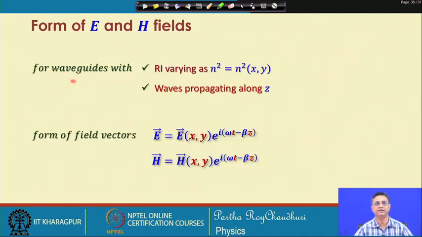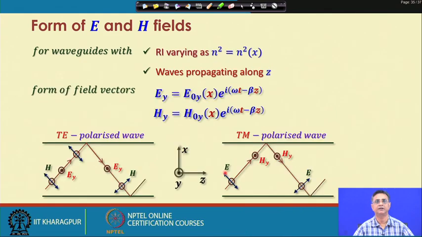Now, for waveguides with two-dimensional variation of the refractive index, that is n squared equal to n squared of x, y, the waves propagate along z, and the form of the field vectors is also this. These are by now all established, and now we will switch over to a simpler form, where the refractive index varies only along the x direction, that is a one-dimensional refractive index structure.